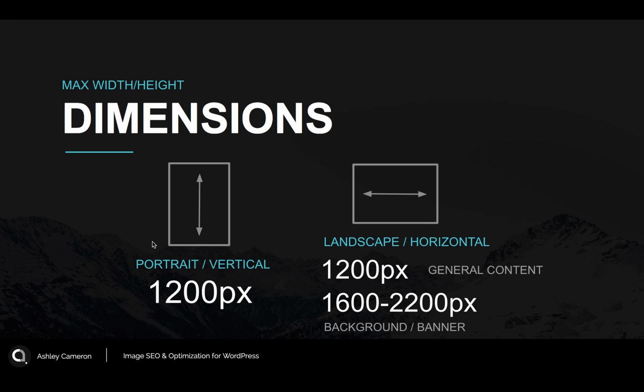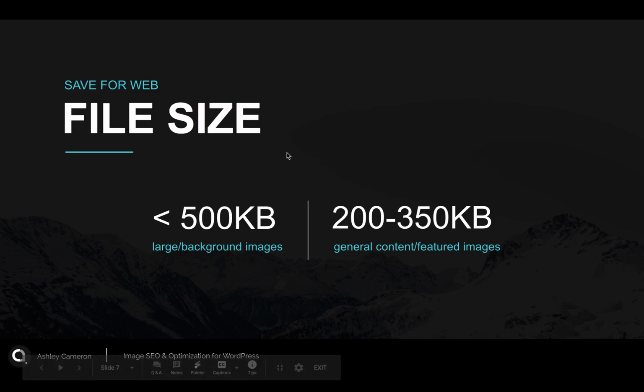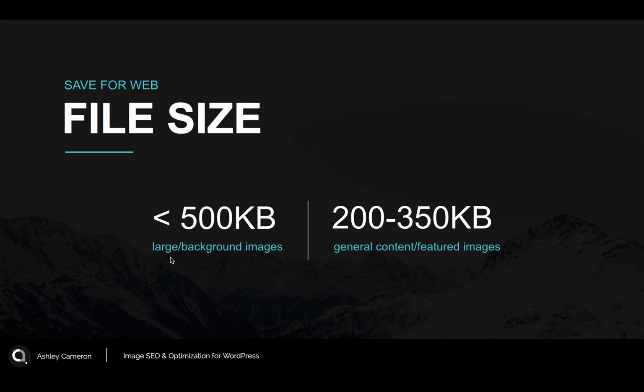As for dimensions, these are standards that I generally use when I'm saving out images for web. So if you have a vertical format, I usually do a max of 1200 pixels. If it's a wide image, for most general content, I'll save it out as 1200 pixels. If it's going to be a full-scale background or a hero banner, you can increase that. You just want to check your file size, which brings us to the next slide of file sizes.